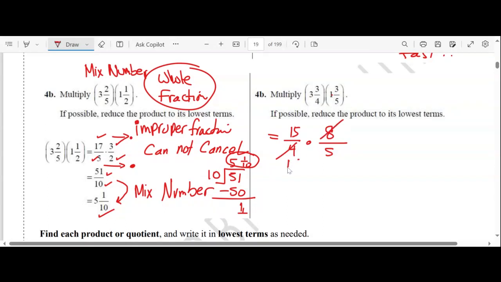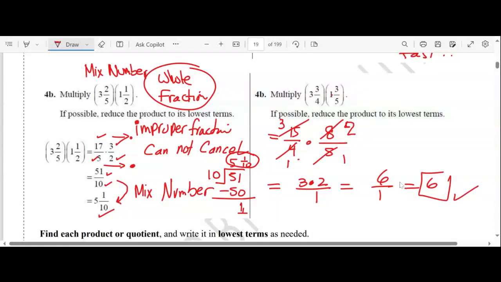4 and 8, correct? You get 1 and you get 2, right? And can I cancel the 5 with the 15? What are you going to get? 1 and 5. 3. Yeah, 3. So you have 3 times 2 over 1, which is equal how much? 6 over 1, which is what? You understand? Raise your hand. If you don't understand, raise your hand. Okay, good.